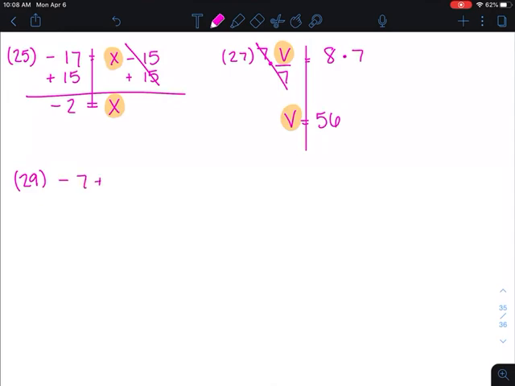And last one, number 29. Negative 7 plus m is equal to 8. The opposite of negative 7 is a positive 7. So we're going to add 7. The reason why I'm doing that is our variable is m, so I want to get rid of this here. Alright, so these will cancel. M is equal to 8 plus 7, which is 15. M is by itself, so we're done.